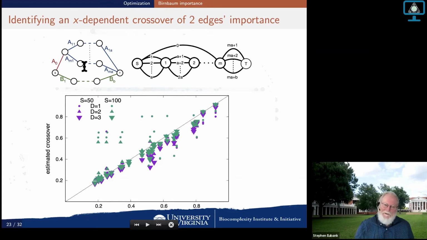And I'm looking at a whole family of graphs. Some of them have thousands of edges. And the line here is the true value of the crossover and the experimental result. So what you can see is that as the number of samples goes up, I get closer to the line. As the depth of the expansion that I'm using goes up, I get closer to the line. And it can make some pretty good distinctions.